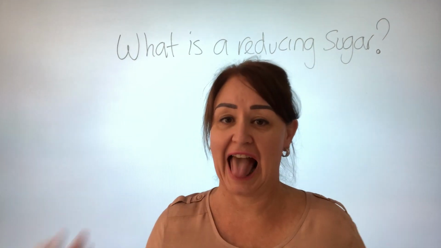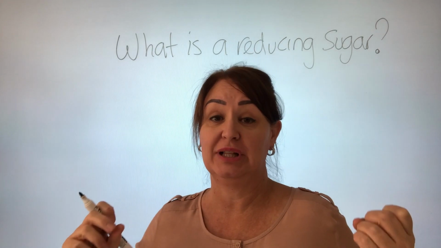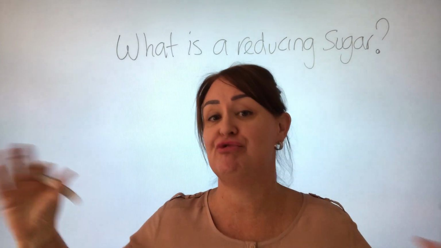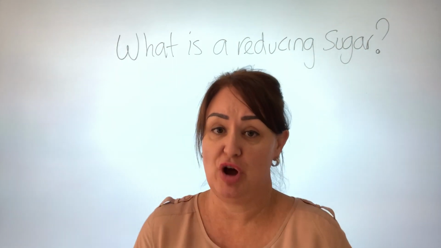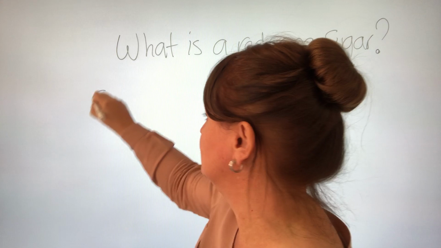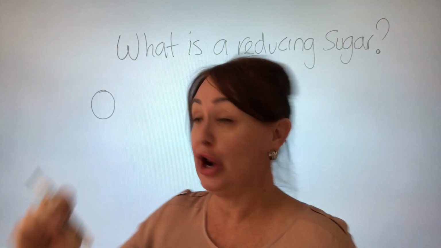So what is a reducing sugar exactly? Well, it's something that will turn Benedict's reagent from blue to red-brown. It's a group of sugars. Normally they are monosaccharides. What I mean by that is monomers, single sugar units that exist as one molecule.